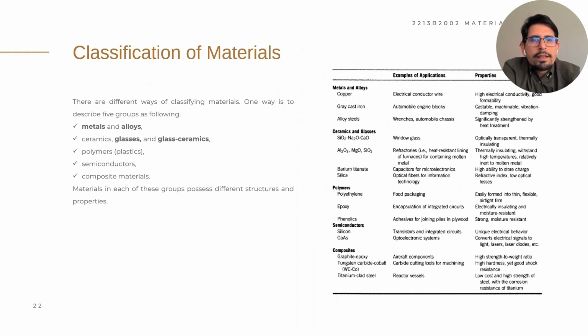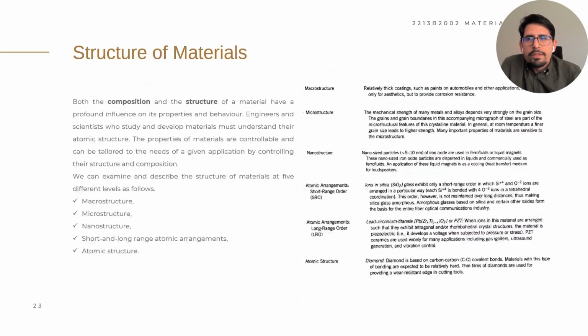Polymers, including polyethylene and epoxy, are lightweight and flexible, often used in packaging and electronic insulation. Semiconductors, like silicon or gallium arsenide, exhibit unique electrical behavior, enabling modern electronics, transistors, and optoelectronic systems. Composites combine multiple materials to enhance mechanical and thermal properties. They are seen in applications like aircraft components or reactor vessels. These applications allow engineers to design optimized materials for electronic, structural, and industrial uses.